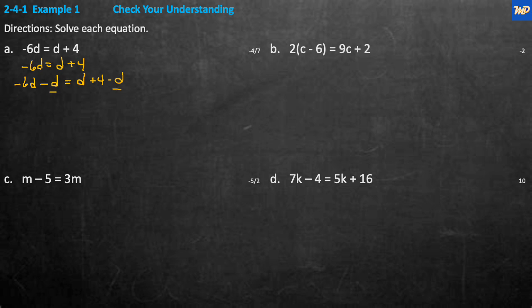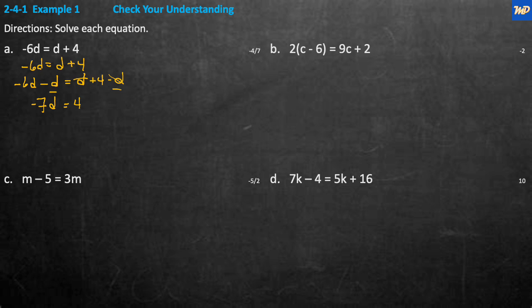Okay, so now that we've done that, the d's are together, and then there's only one constant, and it's the 4. So now we're going to combine these d's, and we're going to get negative 6d minus d is negative 7d equals what? These d's cancel, so it equals 4.